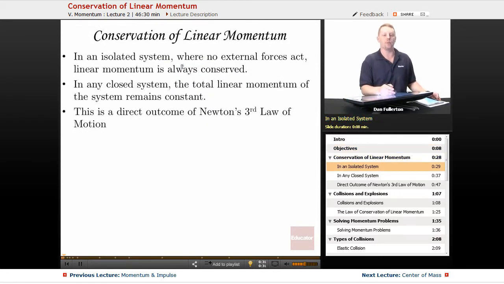In an isolated system where no external forces act, the total linear momentum of that system stays the same. It must be conserved. Now, in that closed system, that means the total linear momentum is constant. Whatever you have before some event must be exactly the same as the total linear momentum you have after that event. That's a direct outcome of Newton's third law of motion. When object 1 exerts a force on object 2, object 2 exerts the exact opposite force on object 1, same in magnitude, opposite in direction, which maintains that amount of linear momentum in that closed system.